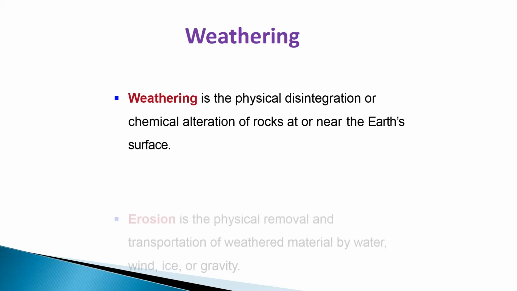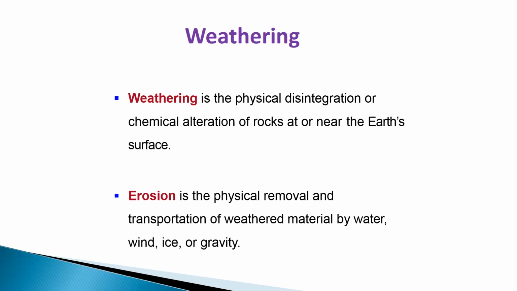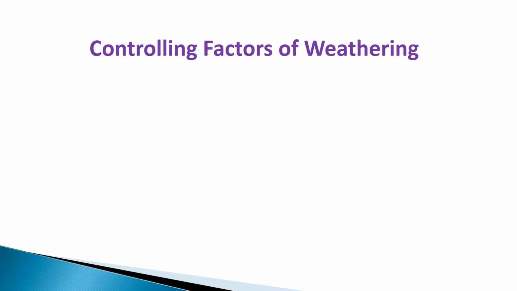So weathering is different from erosion. Erosion is the removal and transportation of the weathered materials. So rocks have to go through this weathering process first, by the actions of wind and rain and so on. Then the erosion process comes to remove and transport all weathered materials by water, wind and ice or gravity. Okay? So there are some factors that control the weathering process.